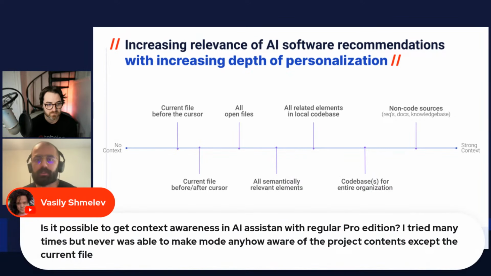Is it possible to get context awareness in Tabnine with the regular Pro edition? Tried many times, never really the model anyhow where the project context except the current file. So it should be. Oh, I think Rambo set off Atticus over here. We got dueling dogs. So it should be available in the Pro edition. Atticus, oh my gosh, you're fine.